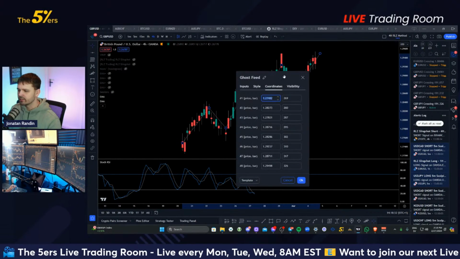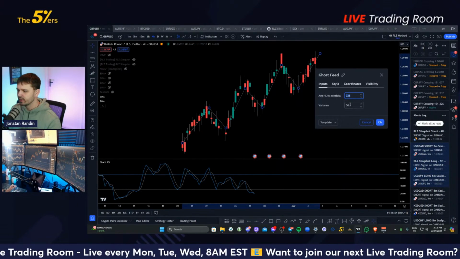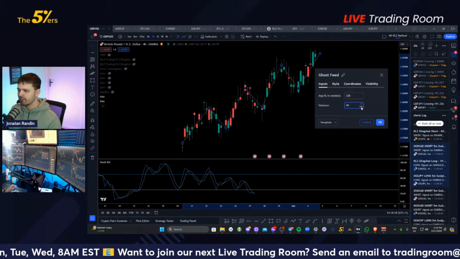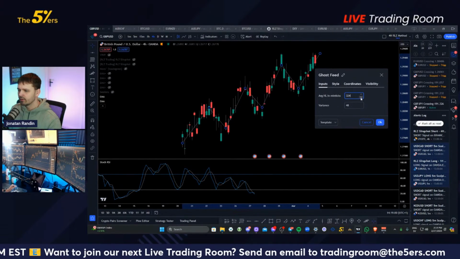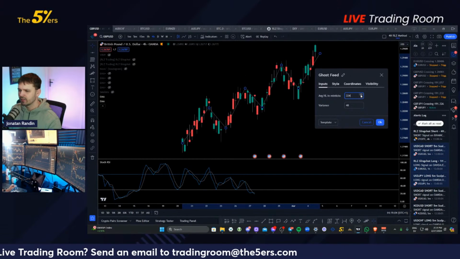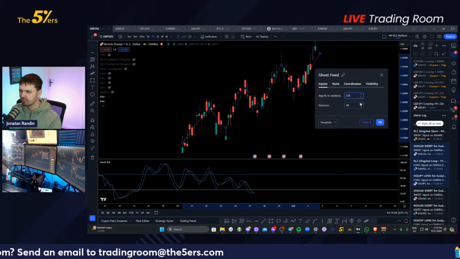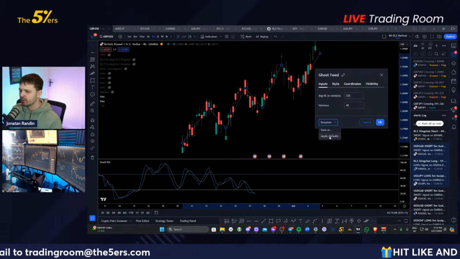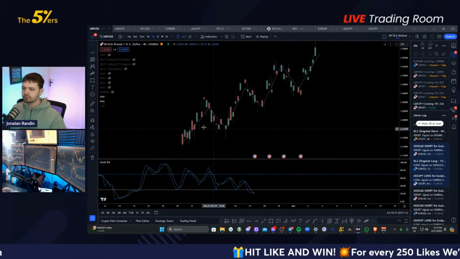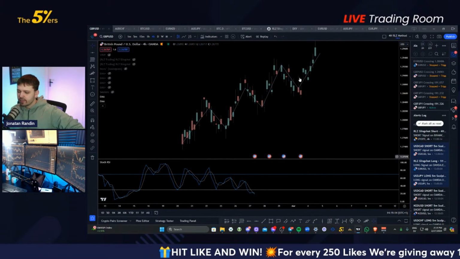I don't like the wicks here. Maybe let's see if we can change this a bit. See if we can have less wicks. Is that possible? Make it bigger? I don't know how this works. I wish I knew better how this works. Weird. Anyway, so this is the break and retest, right?